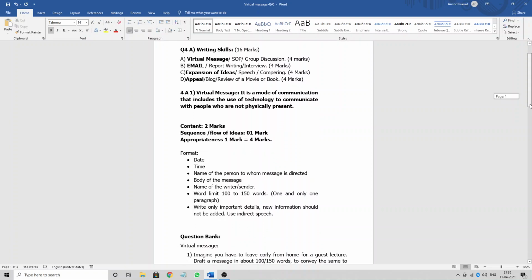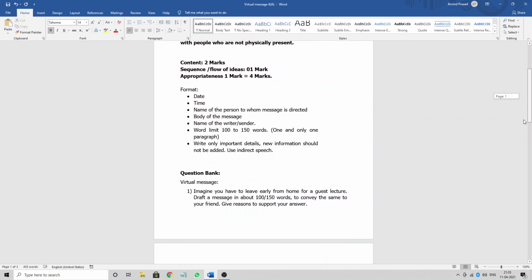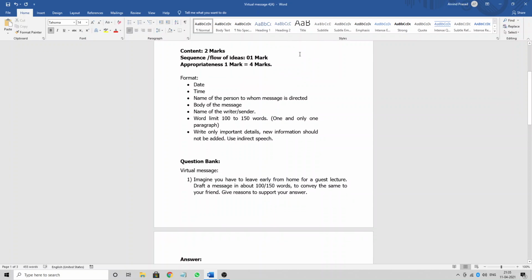The content carries 2 marks. The sequence or flow of ideas carries 1 mark. Appropriateness carries 1 mark. So in total, you get 4 marks.